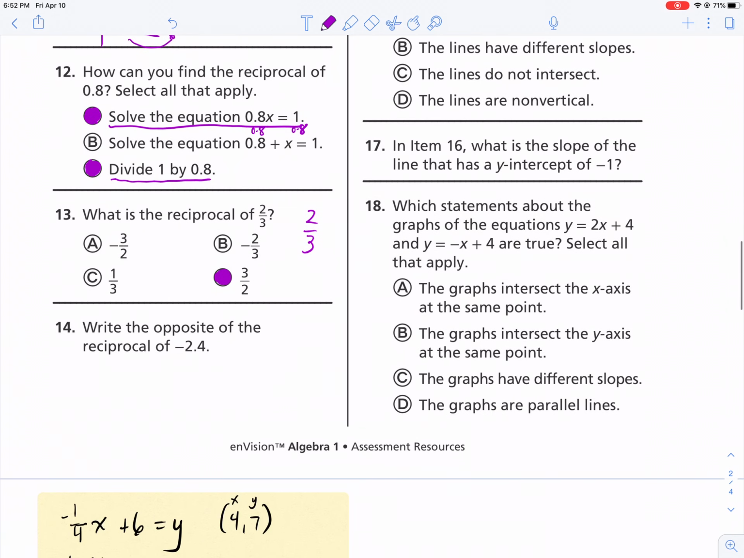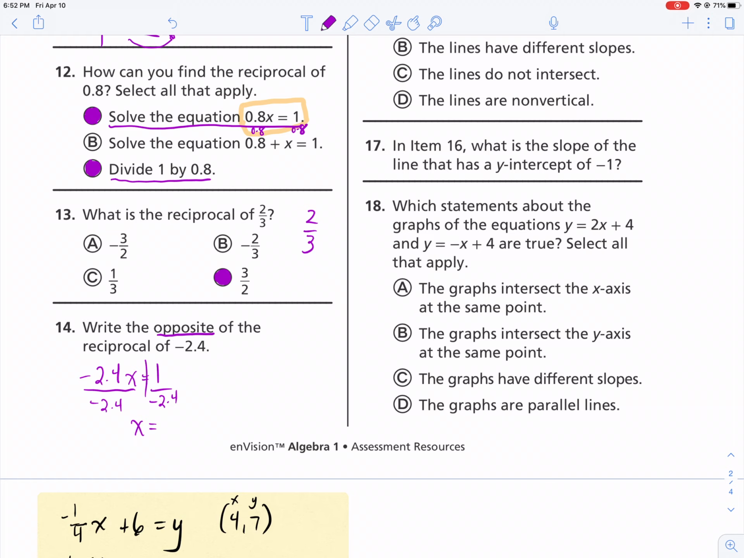Okay, moving on to number 14. So for number 14, I want the opposite of the reciprocal of negative 2.4. So before we jump into the opposite part, let's find the reciprocal. So looking back at number 12, we had the equation where we said 0.8x equals 1. Well, let's use that, but we're going to use it with negative 2.4. So I'm going to say negative 2.4x equals 1. So in order for me to solve for x, I'm going to divide this by negative 2.4, negative 2.4.